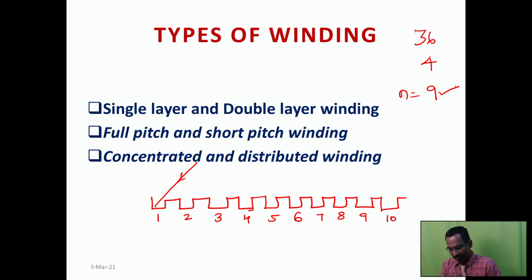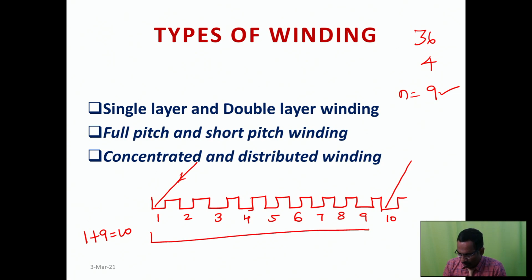The pole pitch is 9, means 1 plus 9. I need to add with the 10th slot. Okay, so another coil side is kept at slot number 10. Up to this, 1 to 9, it comes under the first north pole. Then 9 to 18 comes under the first south pole.